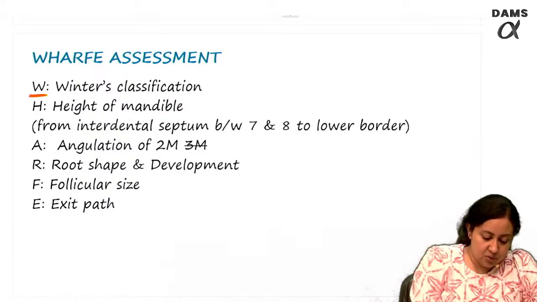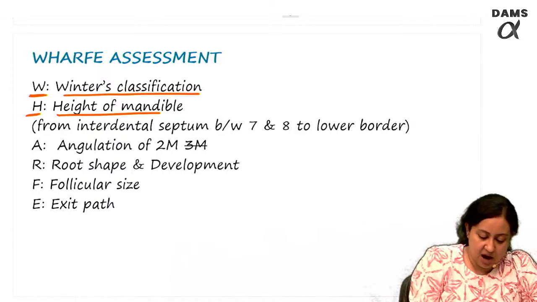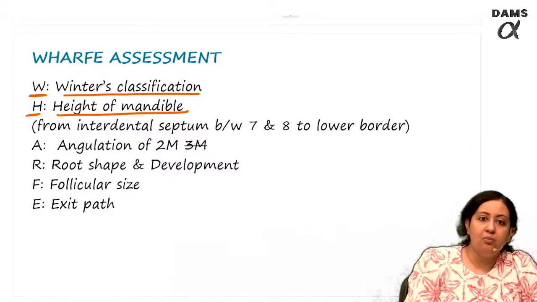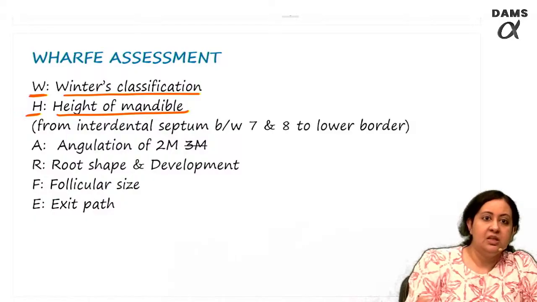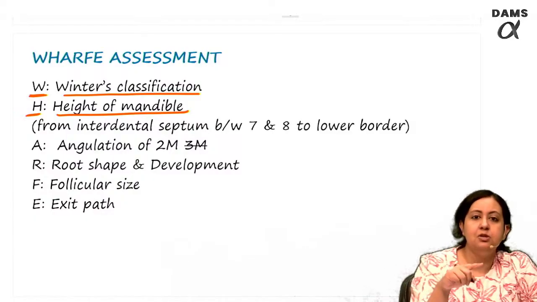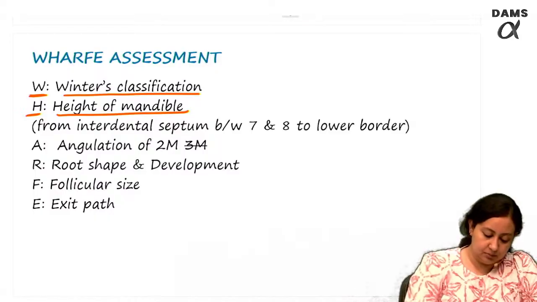So W stands for Winters classification, H for height of the mandible, where the height of the mandible is measured from the interdental septum. That is the highest point of the interdental septum present between second and third molar to the inferior border of the mandible.